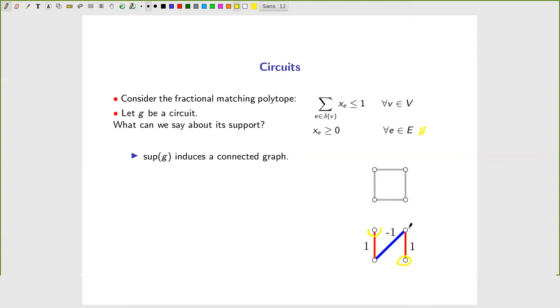And it's not just that the number changes: the support of BG for this new vector is strictly contained in the support of BG for this other vector. Do you have questions?